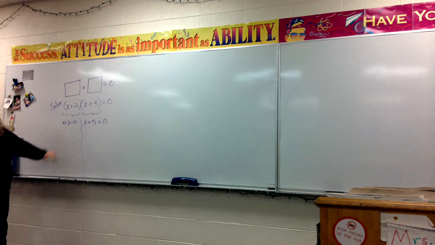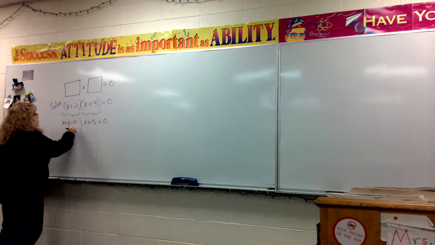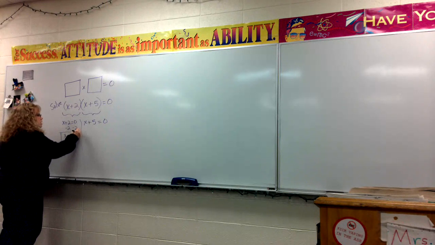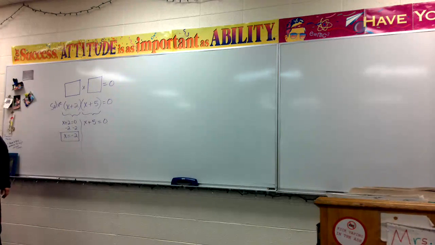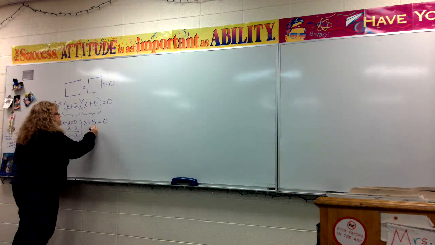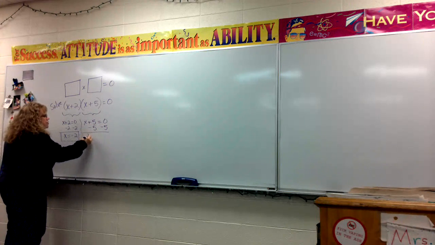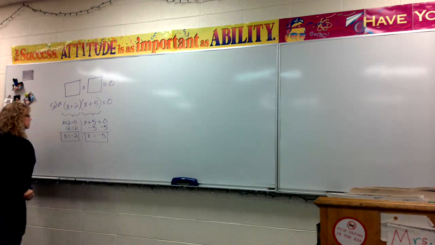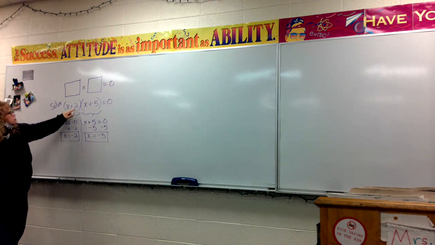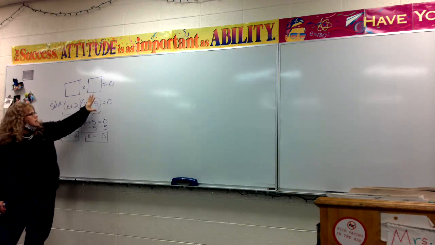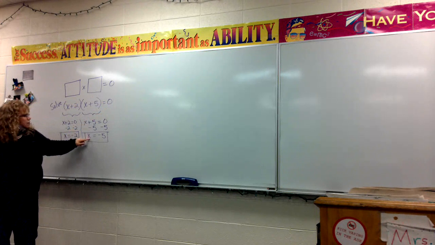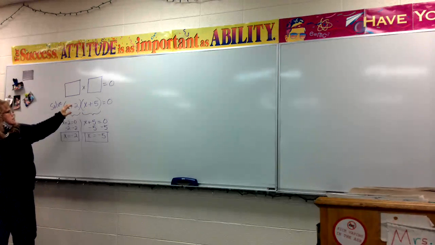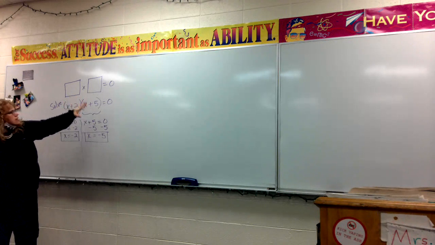So you know how to solve this, right? Oh, I screwed up. Oh, well. x equals -2. One possibility is that x is -2. And then right here, -5. So what's the other possibility? x is -5. And if you plug in -2, -2 plus 2 is 0. 0 times anything is 0. If you plug in -5, -5 plus 5 is 0. And 0 times anything will be 0.